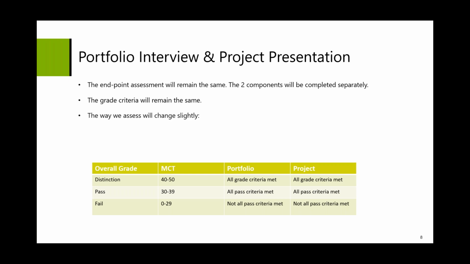The way that we are assessing will change slightly. So the IEAs will assess the project and the portfolio as we always have. So we will look at each one individually and ask the apprentice to go through the portfolio interview and the project presentation. However, now we can holistically look across the two components. Whereas before, it was very much individual. If they achieve the grade criteria in one, we couldn't then match that across the other. We can now do that. So we can take a holistic approach to our assessment over both components.